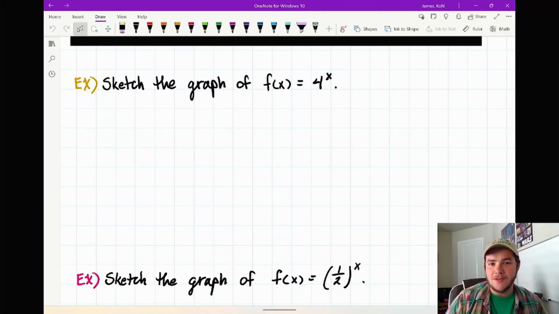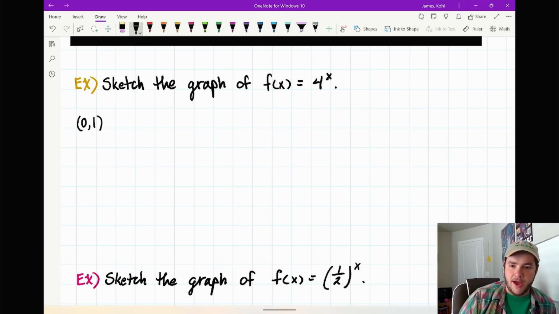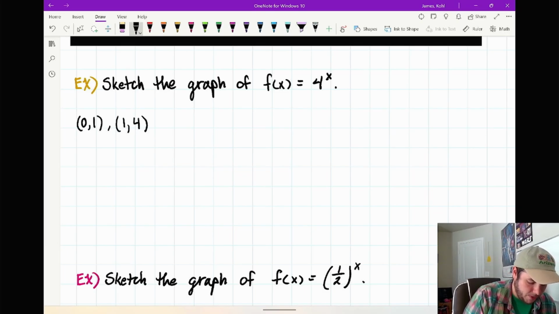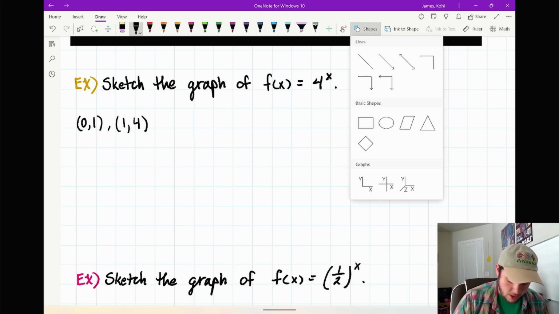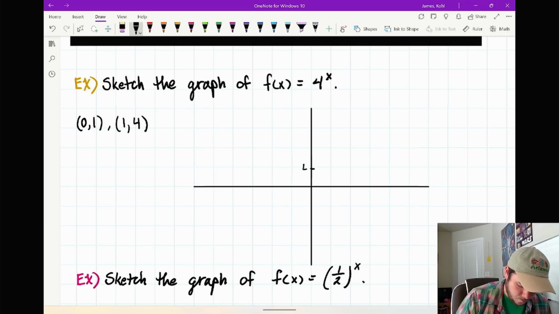With these guys, I think there's no better way than to just try a couple of examples. Remember from the last video that I know the point 0, 1 is on this graph, and the point 1, base, or 4, is on the graph. So let me start on my coordinate axes by plotting those points. And here I'm going to count by 2's on my y-axis. So I will have 0, 1, and 1, 4.